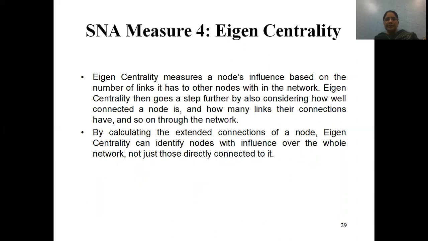The fourth one, the eigencentrality. It refers to the node's influence based on the number of links it has to other nodes in the network. Eigencentrality goes a step further by also considering how well connected a node is and how many links their connections have, and so on through the network. So eigencentrality can identify nodes with influence over the whole network, not just those directly connected to it.